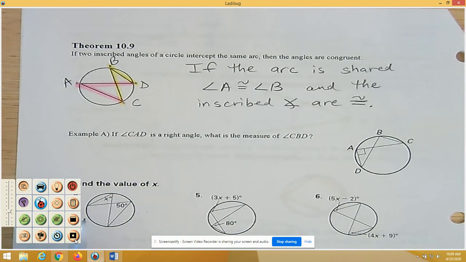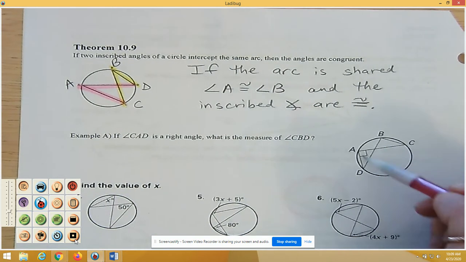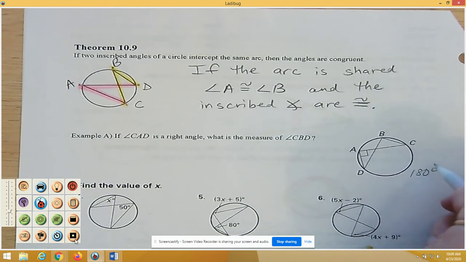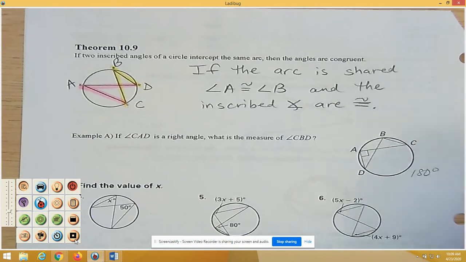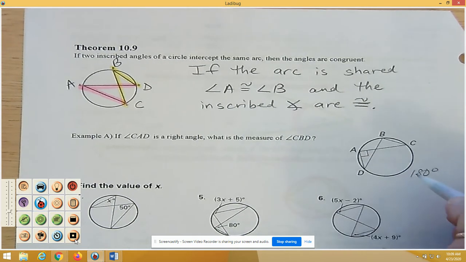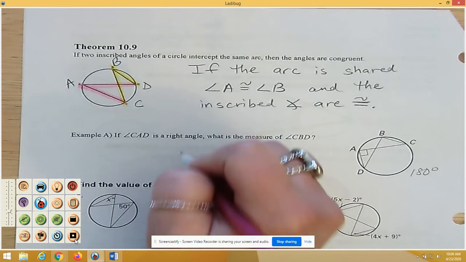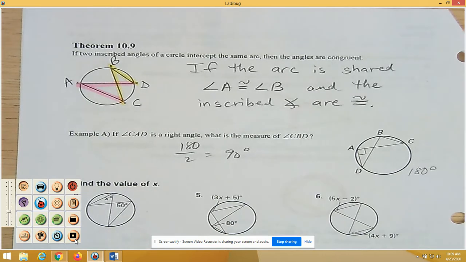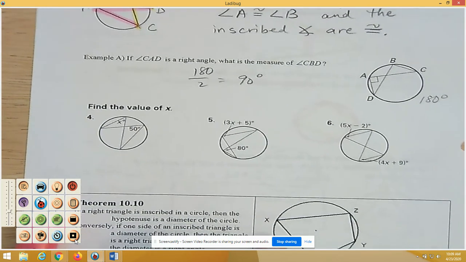So that leads us to example A here. If angle CAD is a right angle, this is a right angle, which means this arc is going to be twice that, so it's going to be 180. And I could put a diameter in there if I wanted. Then to get the measure of angle CBD, you're going to take 180 and divide by 2, and you get 90 degrees. The next couple examples are using that rule.